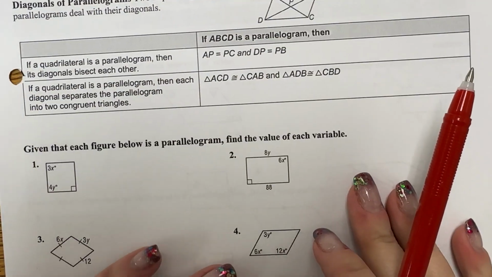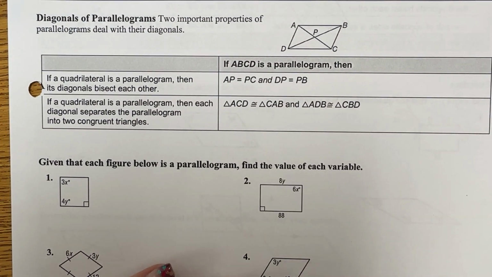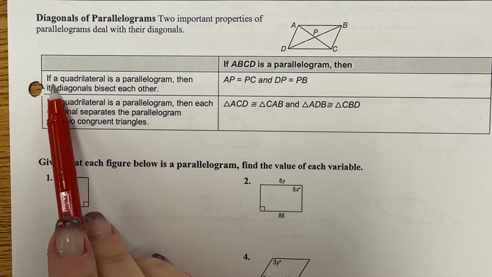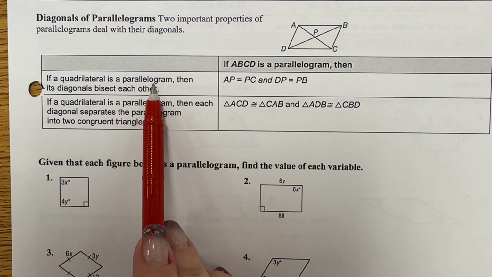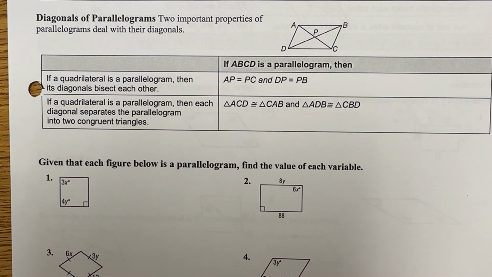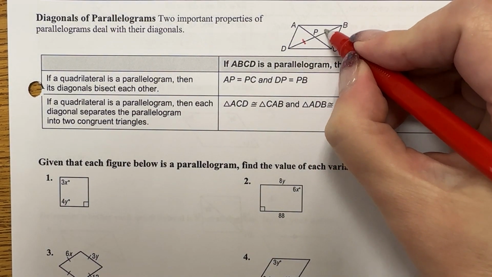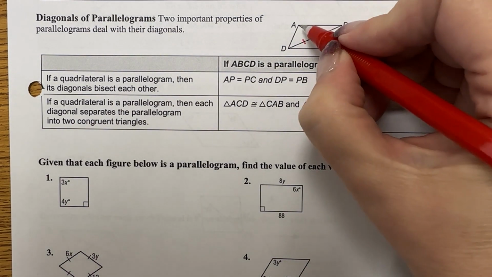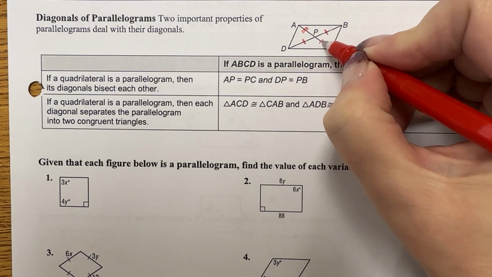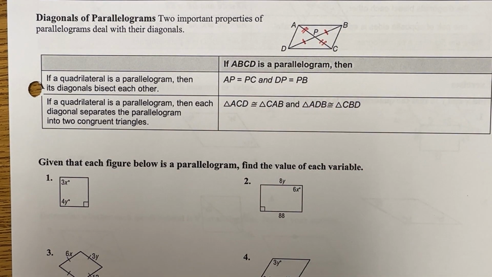Now let's talk about diagonals. These are a little bit trickier, but not a whole lot trickier, just a little bit. This one says that if your quadrilateral is a parallelogram, then the diagonals bisect each other. Let's draw on our picture. That would mean that this piece is congruent to this one, and this piece is congruent to this one. So those are equal, which will allow you to make equality statements.